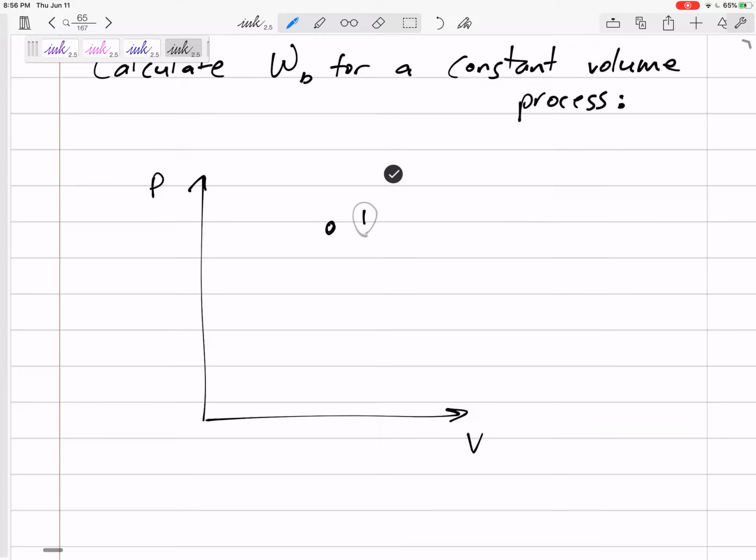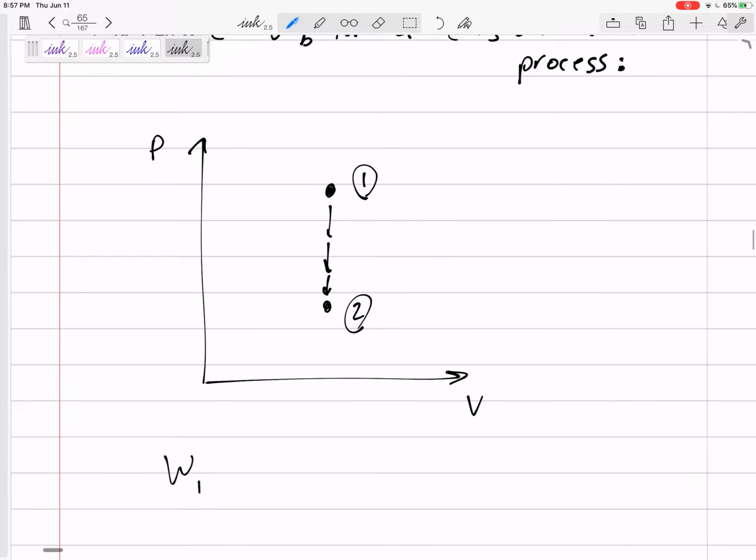So let's say we start at state 1 and we go to state 2. If state 2 is the same volume, we might be going straight down to state 2, and boundary work would be the area under that, and there is no area under here. But you probably already knew that the boundary work is going to be 0 for a constant volume process, because the boundary's not moving.